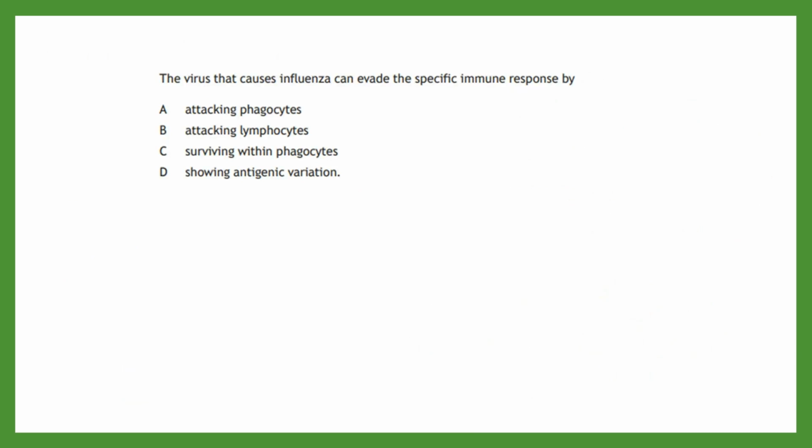So I hope that was a nice short explanation of antigenic variation, but let's try the past paper question. The virus that causes influenza can evade the specific immune response by A. attacking phagocytes, B. attacking lymphocytes, C. surviving within phagocytes, or D. showing antigenic variation. So very common to see that for the influenza virus.